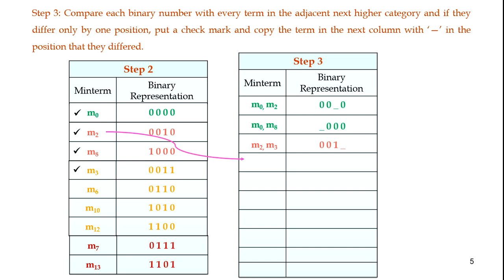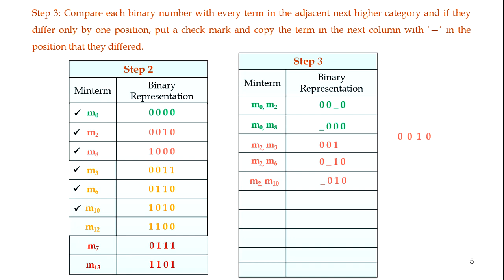Next we can compare M2 and M6. It will be 0-10. So we put a tick mark here, and then we compare M2 and M10. It will be -010, and next we have to compare M2 and M12.